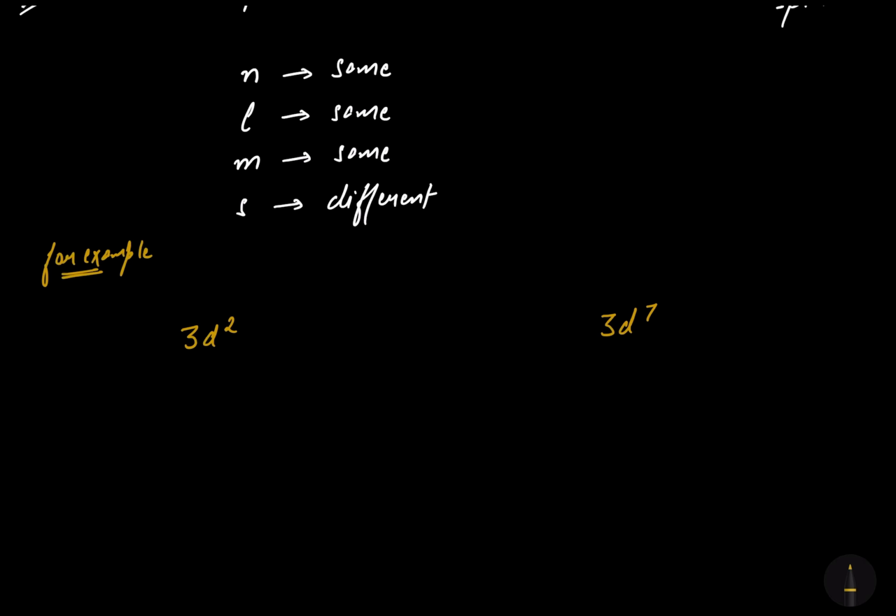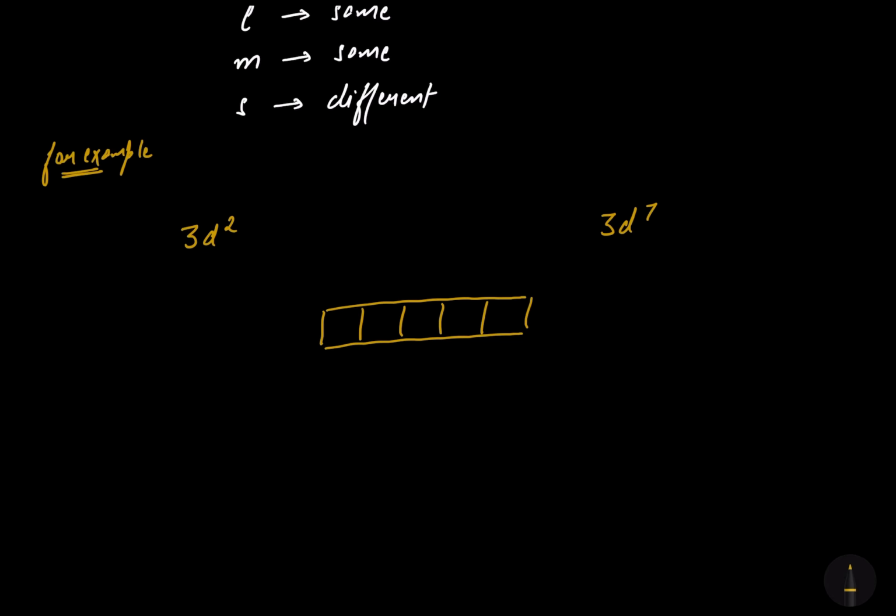in d subshell we have 5 degenerate orbitals, that is the orbitals with equal energies. So I am drawing the 5 orbitals in the box form. First, second, third, fourth, and a fifth. So these are the 5 orbitals. So now let's talk about 3d2 first.